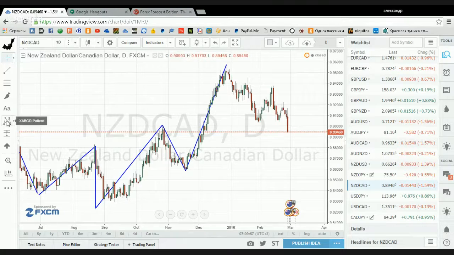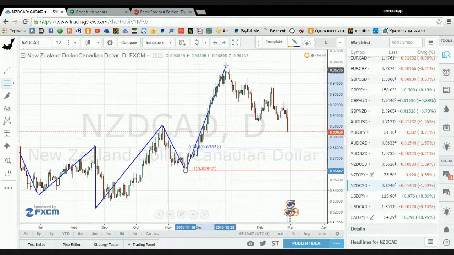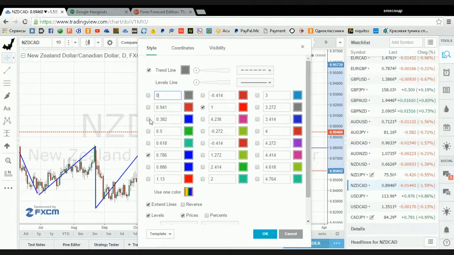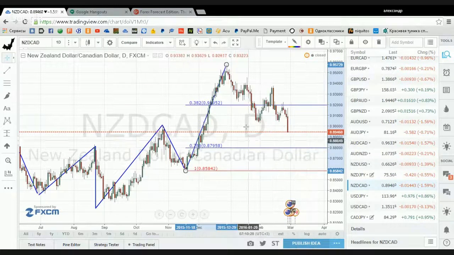I use harmonic patterns, and my favorite pattern is Gartley. A very simple pattern. When I have that movement, that impulse, that expansion, I'm looking at a pullback at least to 382. If I go here to the settings and enable 382, you will see that price moved to 382 and passed through it.